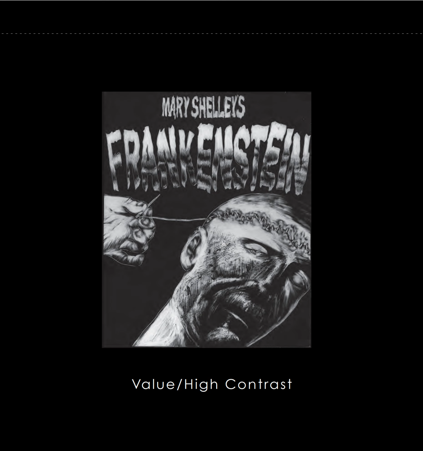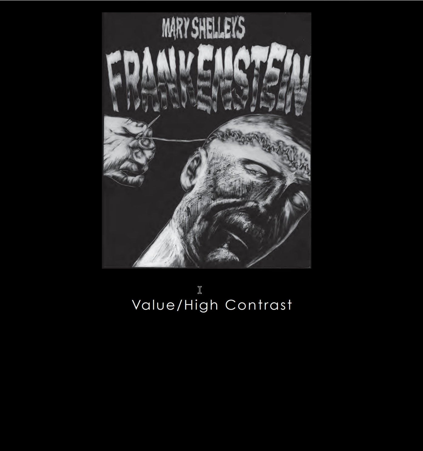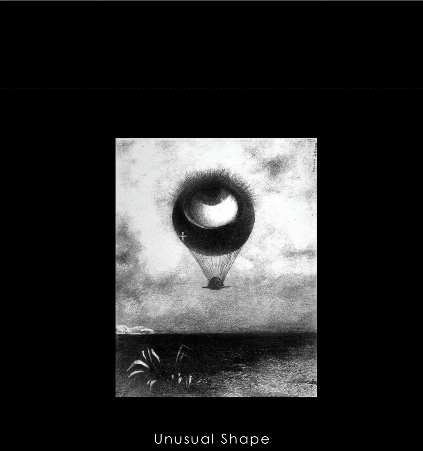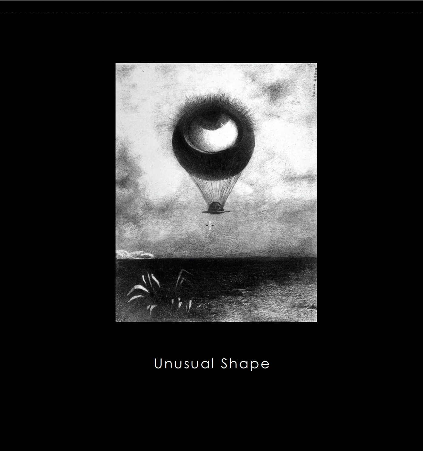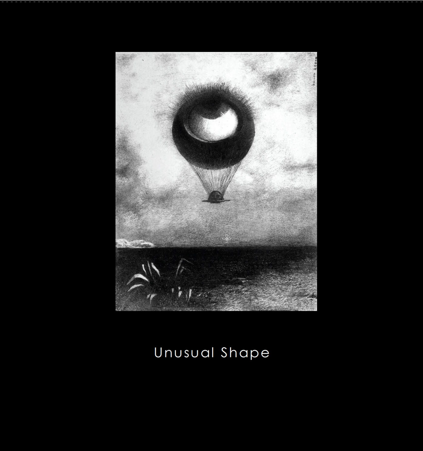Okay, then you've got high contrast, you've got white on black, high value contrast, emphasizing the fact that this is Frankenstein. It's also the fact that you've got black versus a white head shape, also figurative shape here, and a bunch of negative space, so that's drawing attention based on the shape, and also the texture that you're seeing as well. An unusual shape, you've got a blimp eyeball. Unusual shapes tend to draw attention.